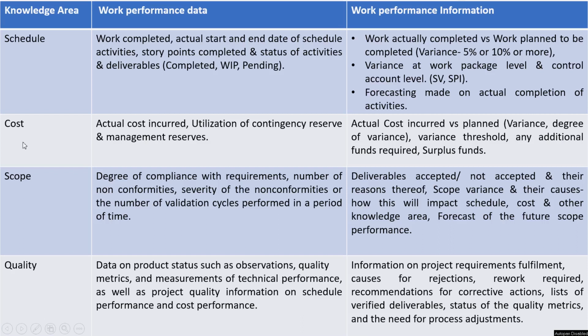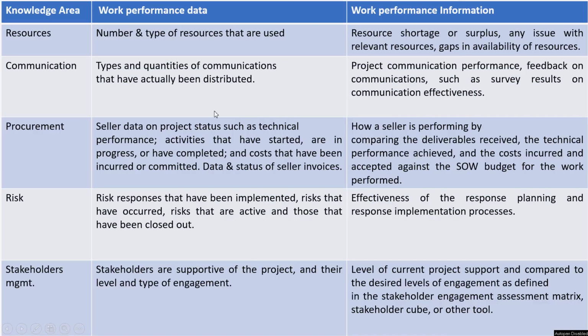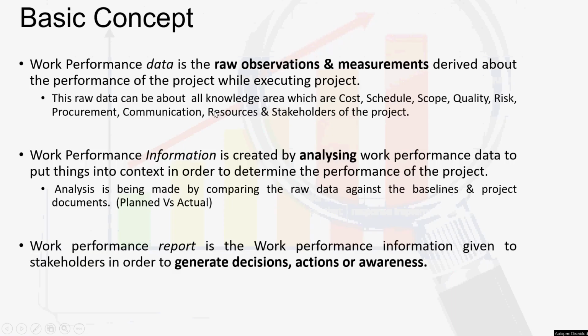If we move on to the cost knowledge area, then it would look like what is the actual cost incurred for completion of a particular work package, what is the current utilization of contingency reserves and the management reserve, and so on and so forth. We will discuss all these examples later on. So these are the raw observations. What I mean by this is that these are all performance related data of the project, which is the actual status of the project, and this observation is made during the execution phase of the project.